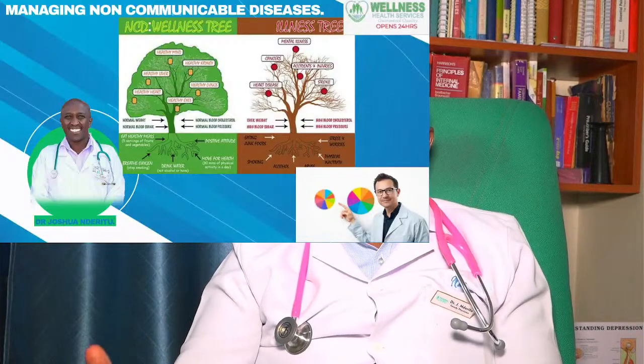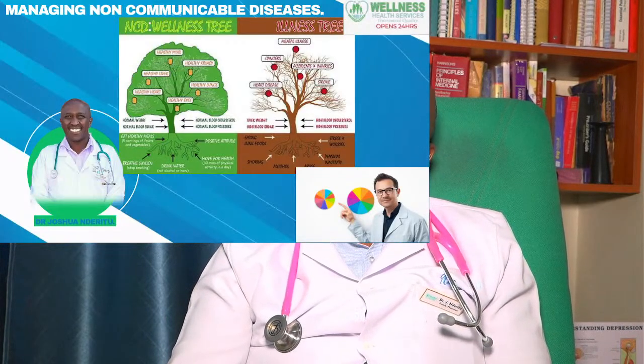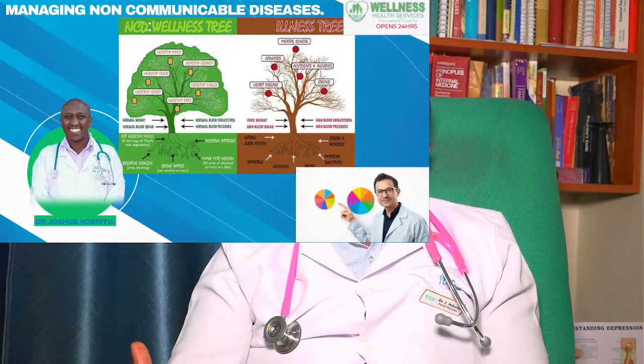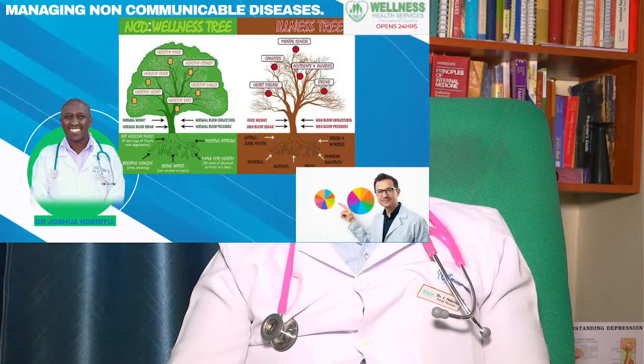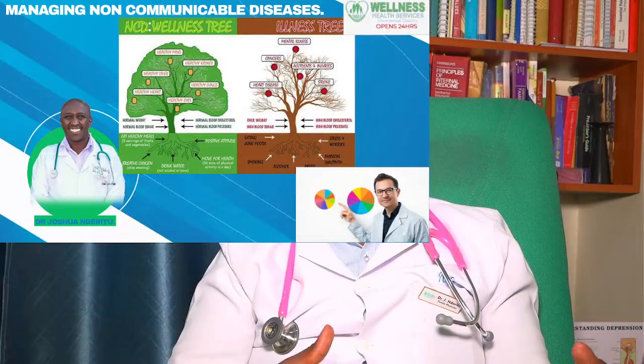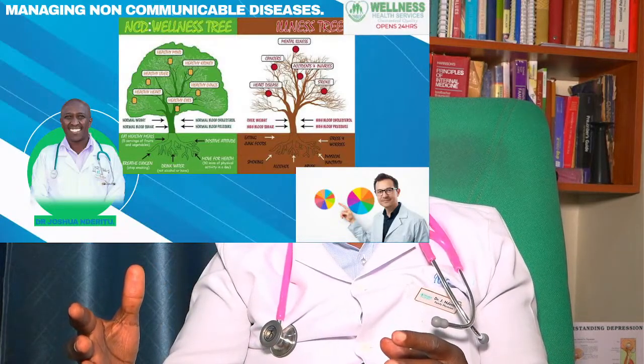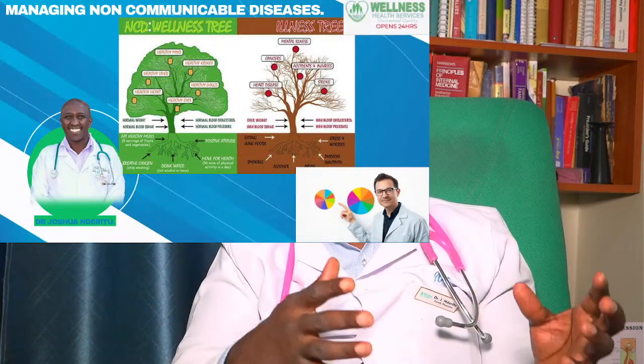Usually we say that the genes load the gun, but the lifestyle and the environment pull the trigger. That is what determines whether you are going to have the disease or not. There are people who have the genetic predisposition, but if your lifestyle does not agree with the circumstances to get the disease, then you do not get the illness.